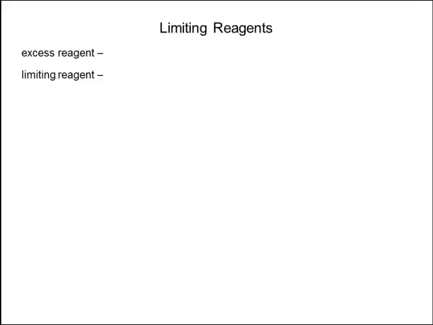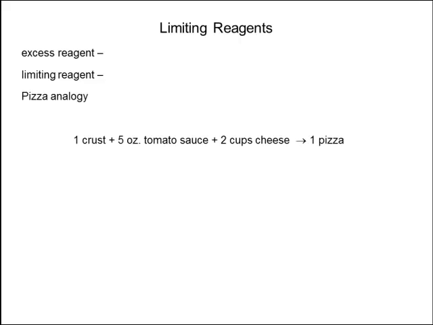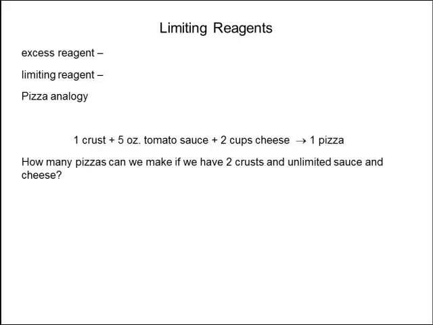Okay, let's look at an analogy of this. If I think about pizza, say I want to make a pizza, it's going to take 1 pizza crust, 5 ounces of tomato sauce, and 2 cups of cheese to make 1 pizza. How many pizzas can I make if I have 2 crusts and unlimited sauce and cheese?